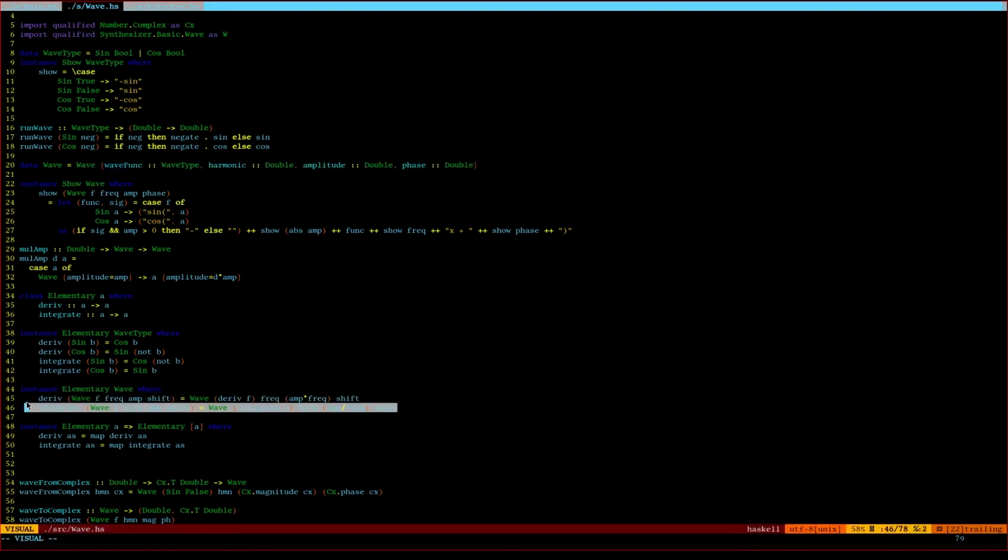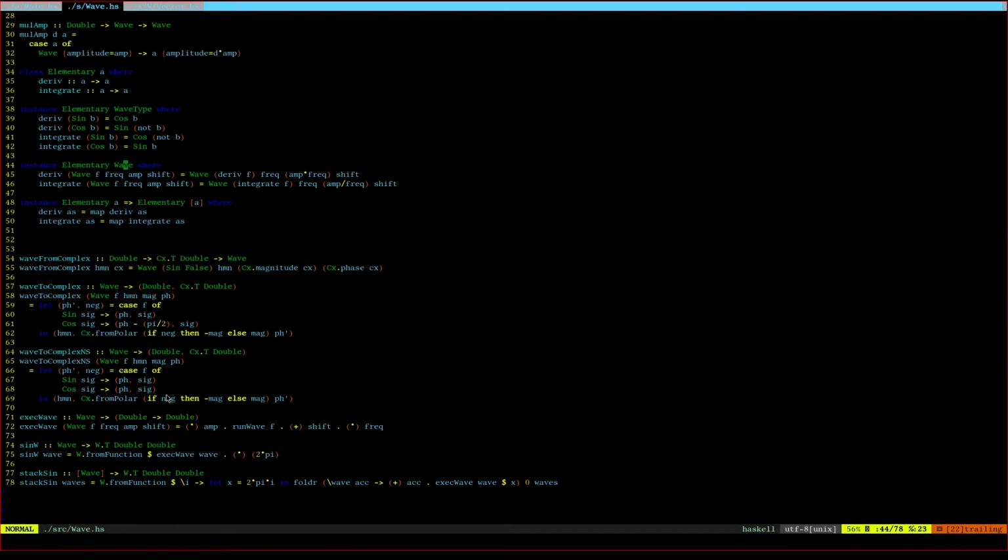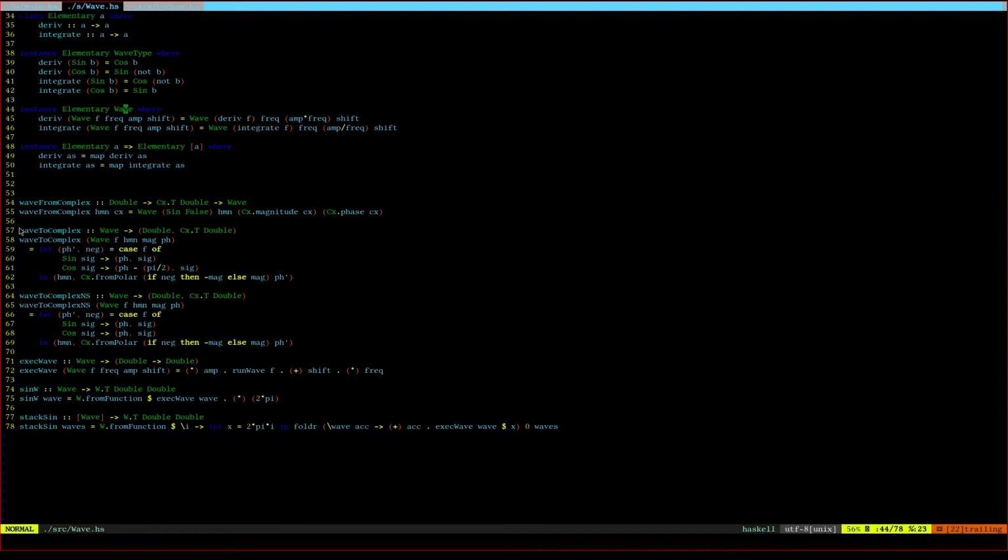So we define the derivative and antiderivative of our wave, and then just the algorithms to convert it to and from complex numbers. So since our y values are only amplitude and phase, you have to feed in the frequency to be able to take the derivative. That's all this function does.